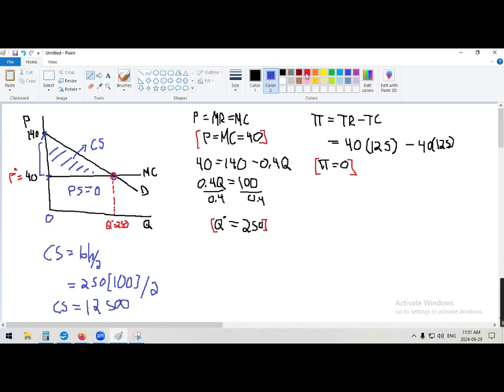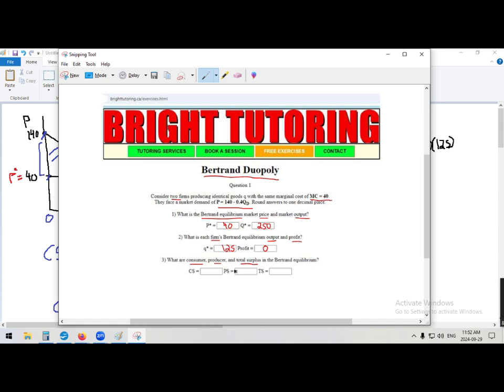So your consumer surplus, and then of course total surplus, which is producer plus consumer, is going to be the same as consumer because producer is 0, so we also have 12,500. So going back to the question here, we have 0 for producer, 12,500, and then 12,500. And that's how you do that question.